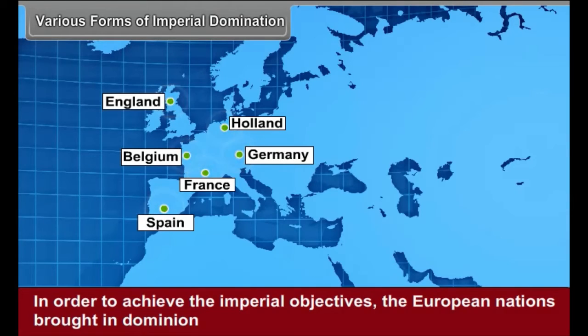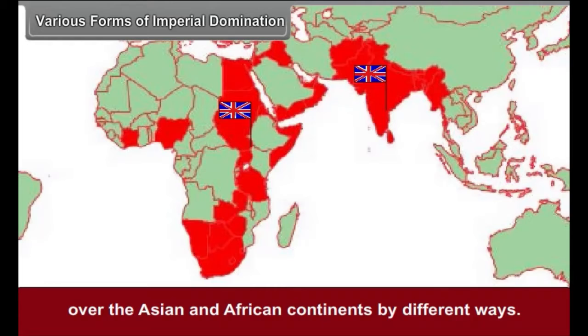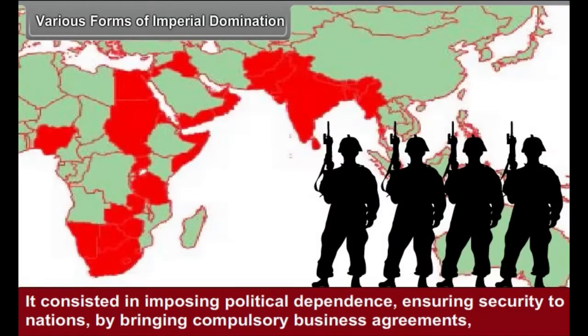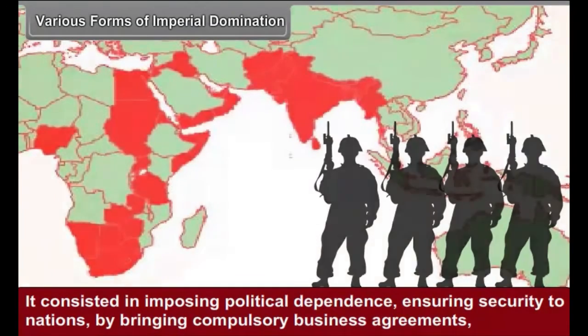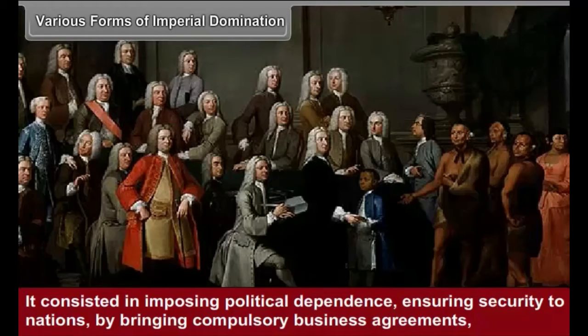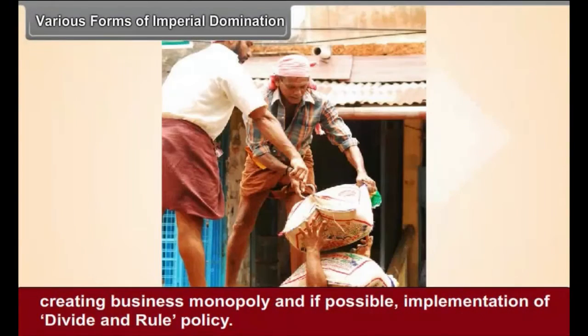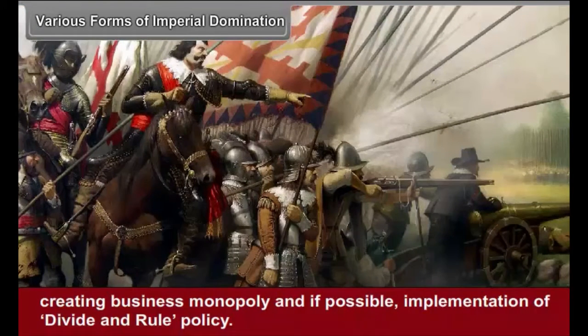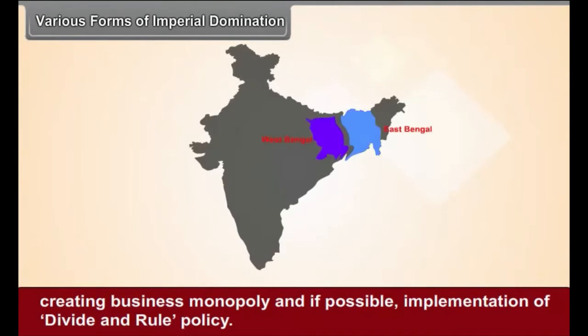Various forms of imperial domination. In order to achieve the imperial objectives, the European nations brought in dominion over the Asian and African continents by different ways. It consisted in imposing political dependence, ensuring security to nations, bringing compulsory business agreements, creating business monopoly, and, if possible, implementation of the divide and rule policy.